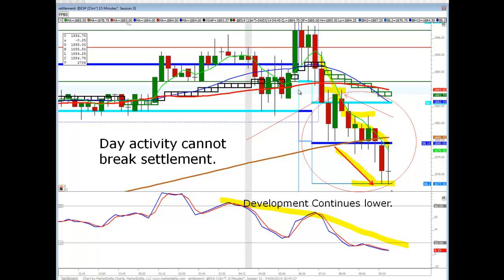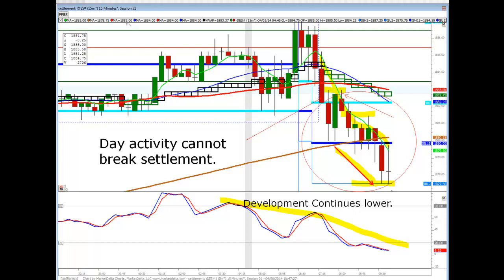And of course, do not forget the settlement range. What happened relative to the settlement range? We obviously tried to move higher several times. We were not successful, and so we ended up dropping. And the day activity, when it came back up, trying to break through settlement, was unable to do that, and therefore we ended up continuing to drop with prices for most of the day, and price development continued lower.